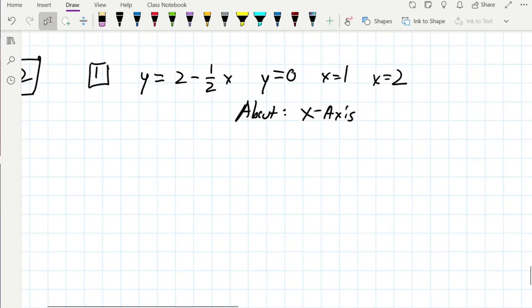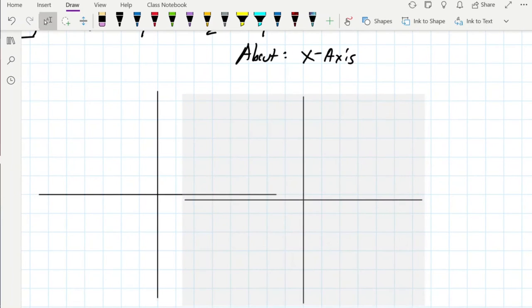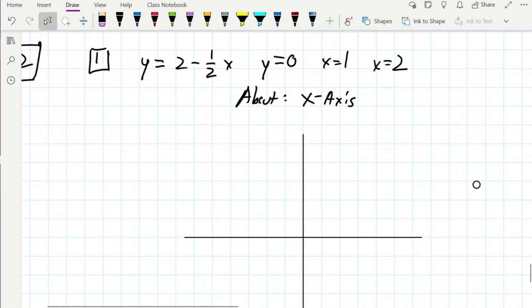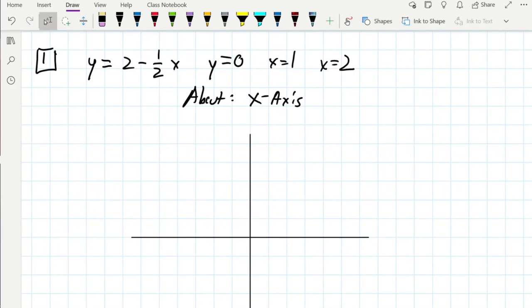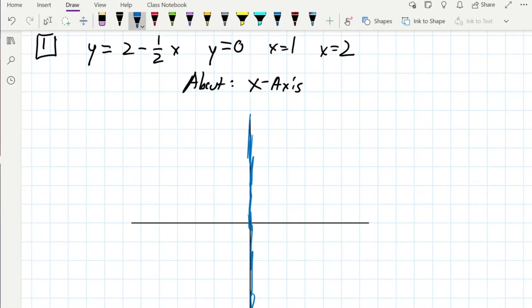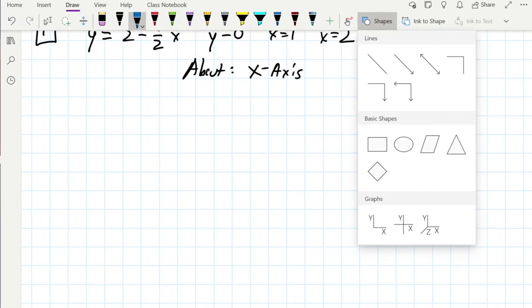All right, so we're going to need to sketch this. That is just about close enough. All right. So at y equals 0 right here. Oh wait, no, that's not y equals 0, that's x equals 0. Whoops. Let me just redraw that entire thing.